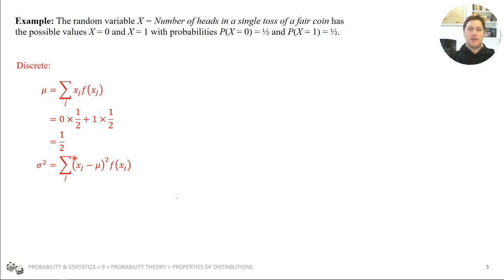And the variance we can calculate likewise by following the equation. We put in our outcome 0 minus the mean 1/2, squared, times the probability of that outcome, which is 1/2. So we do that there, and then we do the same when the outcome is 1, and that gives us the variance of that distribution, which is 1/4.